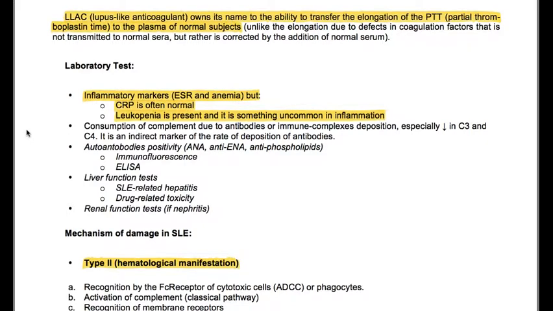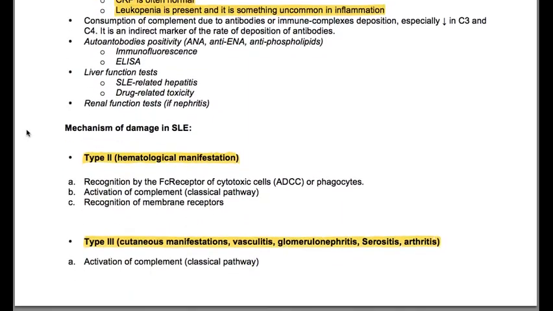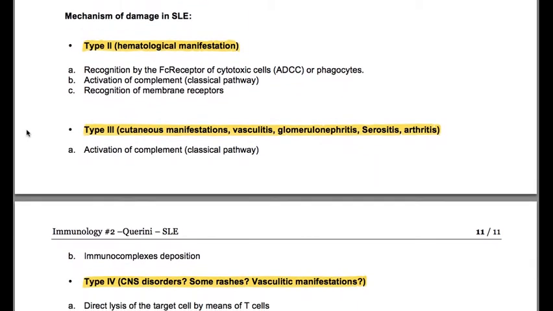Mechanisms of damage in SLE. Type 2, which is a hematological manifestation. That is, we have a recognition of the Fc receptor of cytotoxic cells, antibody-mediated cell cytotoxicity, or phagocytes. Activation of complement, classical pathway, and recognition of membrane receptors. Type 3 mechanism, where we have cutaneous manifestations, vasculitis, glomerulonephritis, serositis, and arthritis. Here we have activation of complement, the classical pathway, and immune complex deposition.